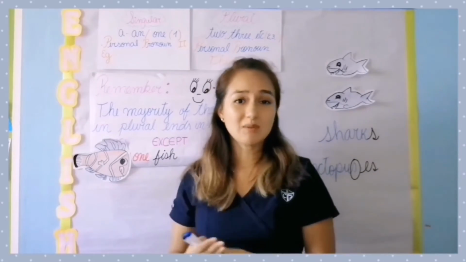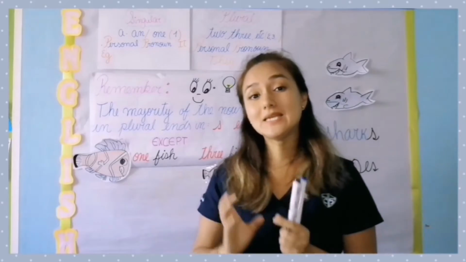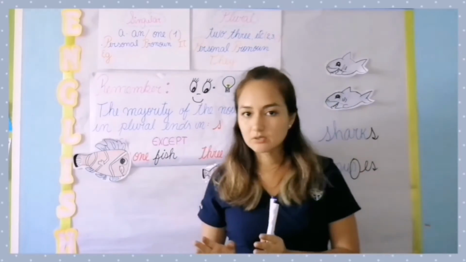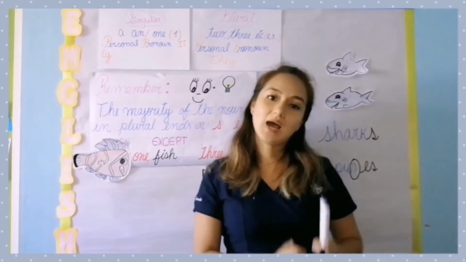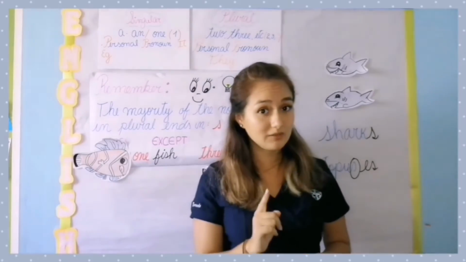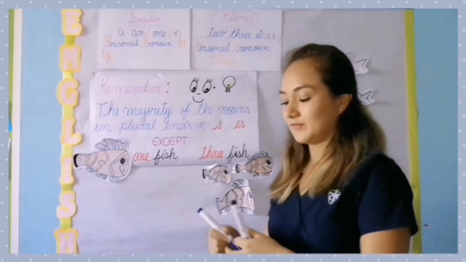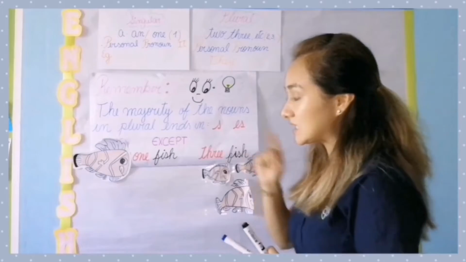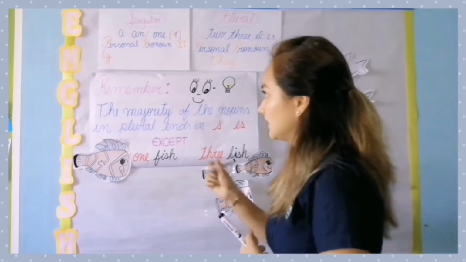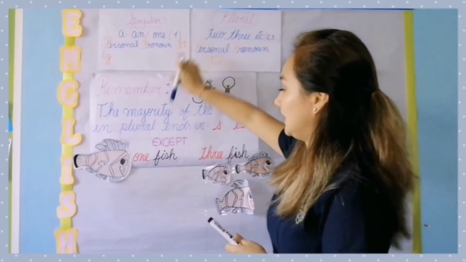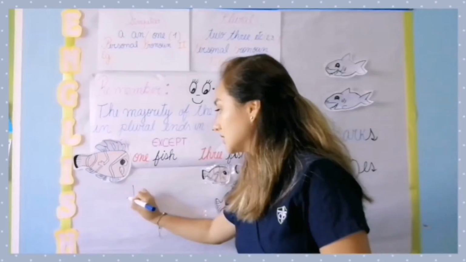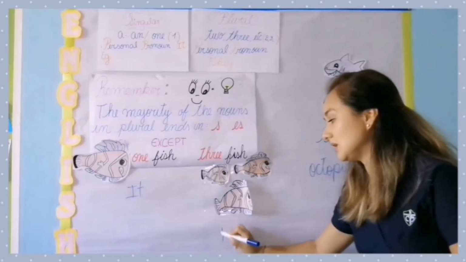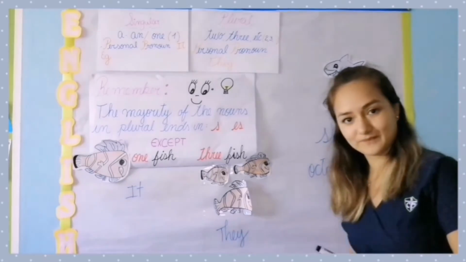And for the rest of the sea animals that end with fish, the singular is the same as the plural. But you have to be aware that even if they are written the same, in singular the personal pronoun is it, but in plural it's gonna be they.